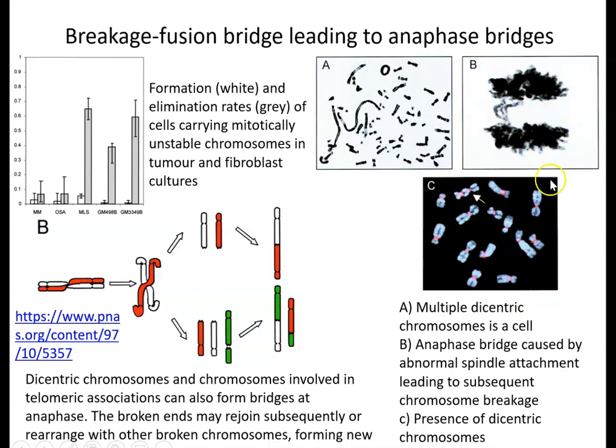And this drives huge heterogeneity within cells that undergo breakage-fusion bridge events, and you see this phenomenon with lots of dicentric chromosomes and then lots of fragmented chromosomes, and then you get seemingly random chromosomal rearrangements. This leads to new phenotypes, some of which will be highly invasive cells.